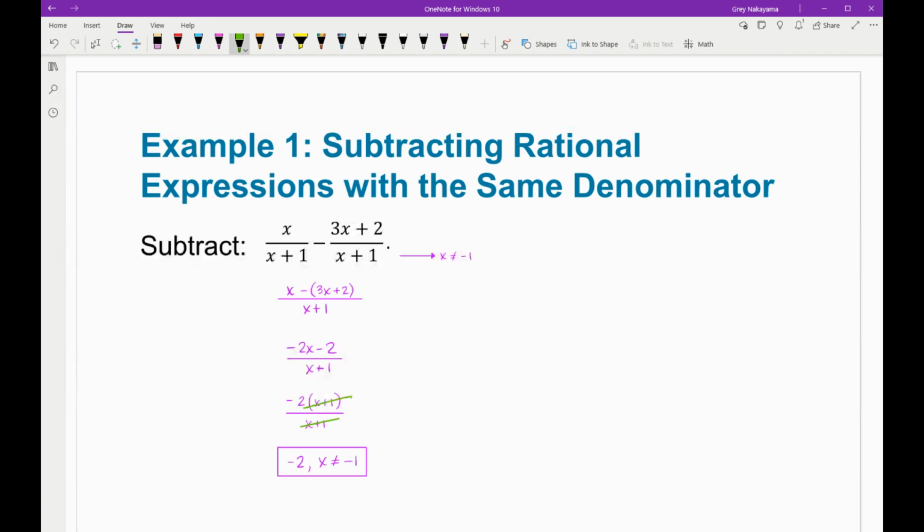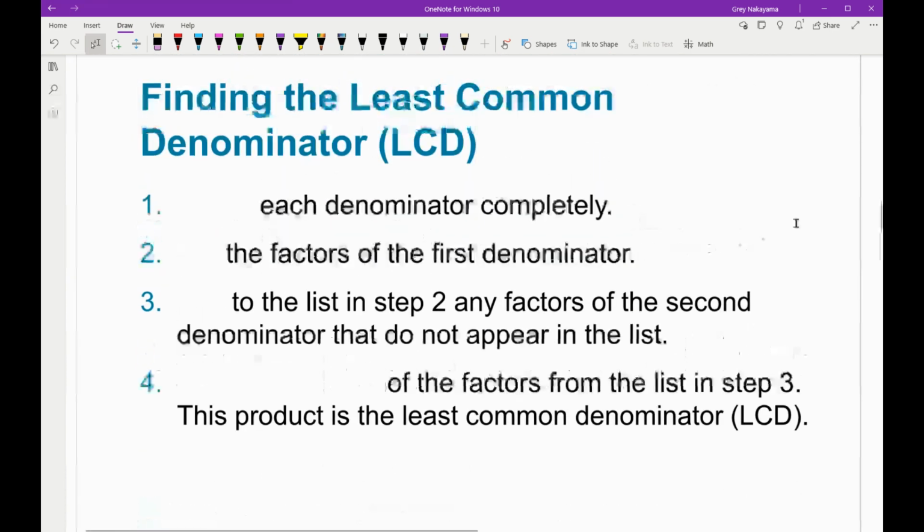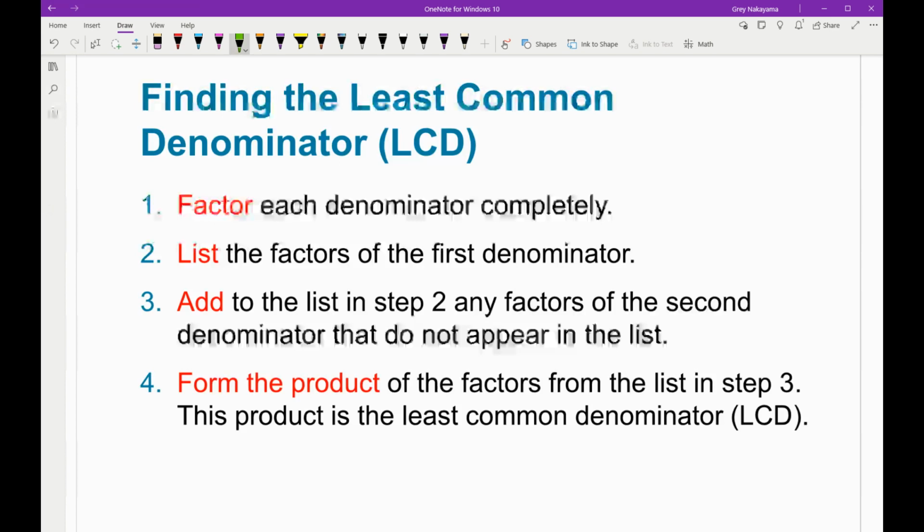And that's it. Now, that was with the same denominator. If we have a different denominator, we're going to talk about how to do this with rational expressions. So first off, you're going to factor each denominator completely, list the factors of the first, add to the list anything you don't have in the first when you factor the second one, and then form a product. And that will be your least common denominator.